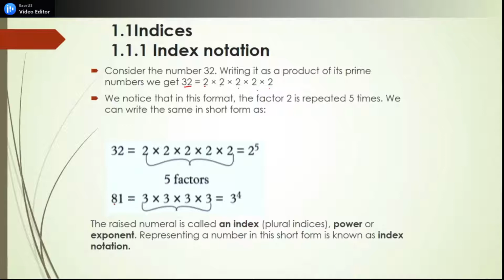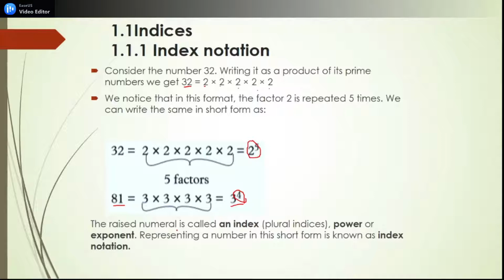Take another example. 81 is like writing 3 times 3 times 3 times 3, which is equal to 3 power 4. This is index notation. This one also is the index notation of 32.